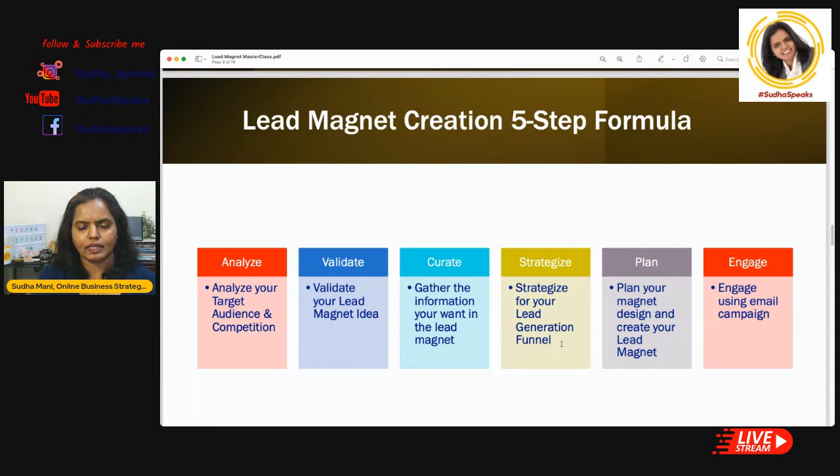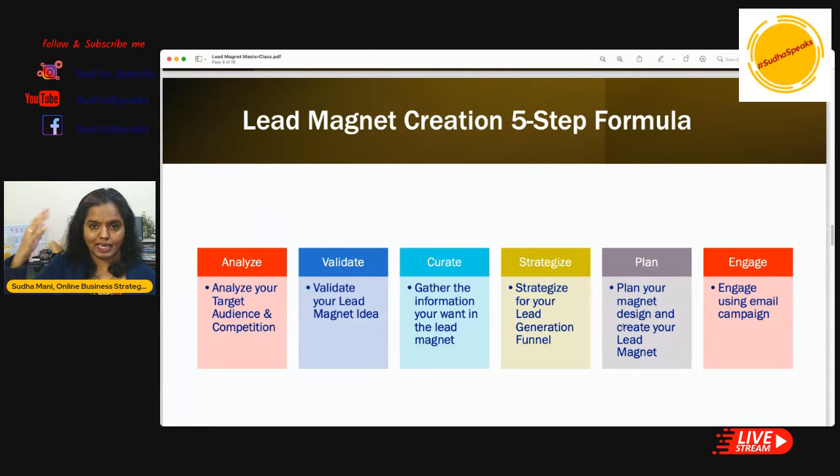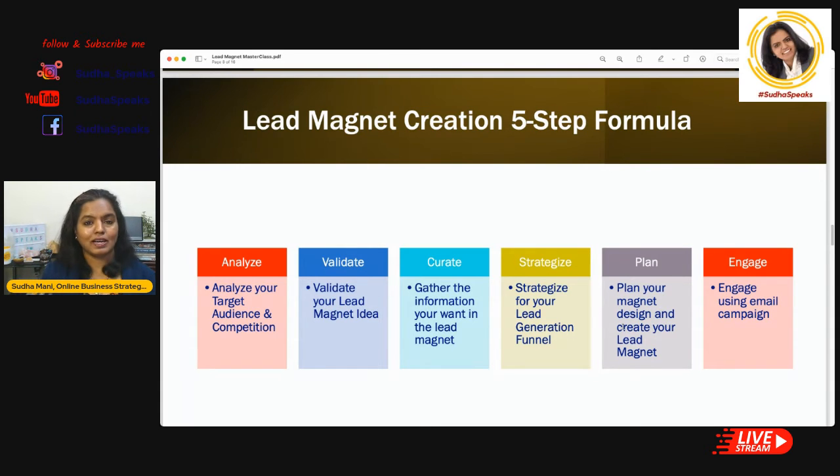Once you plan the magnet, design and do everything using Canva, or I suggest Canva because it's a lot easier. That's why I say 1 hour. They've got templates, so just grab the template, change it to your brand colors, and it's done a lot quicker. Okay, and then you create an email marketing campaign.